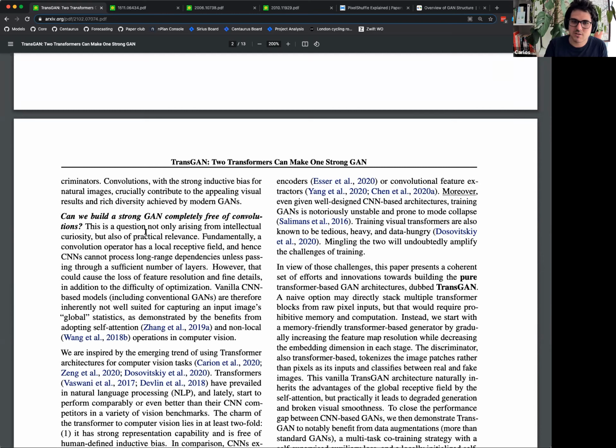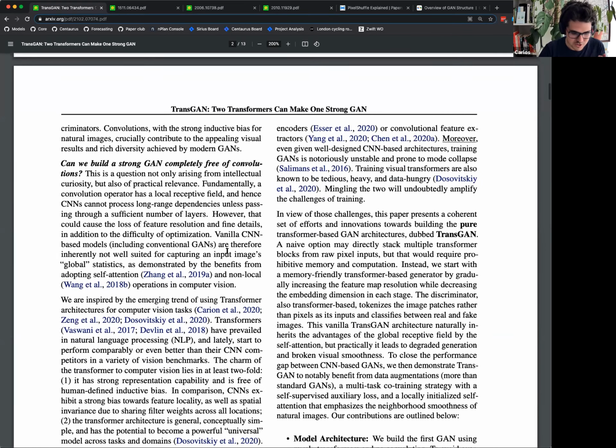And we will see later on that technically they do achieve this, a model that learns global statistics, but not quite. They still have to put the bias of locality in at some point in the training. But it's still interesting how they justify it.